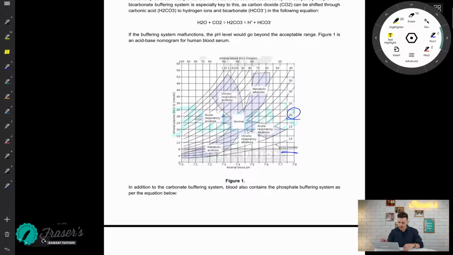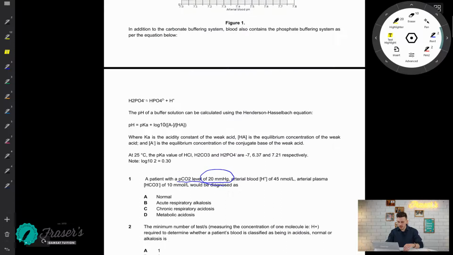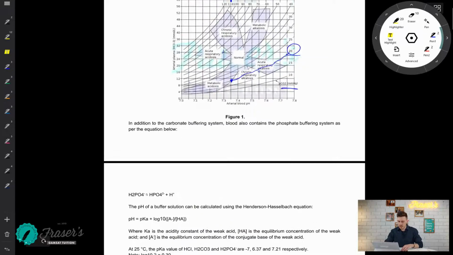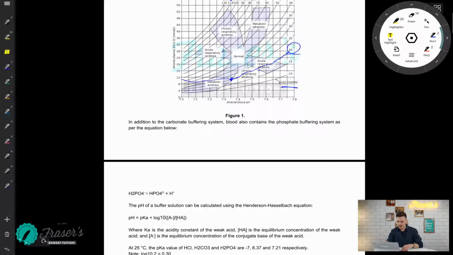Jumping up, where are we? Over here, and looking at 45, we're on this axis over here. So just quickly joining those up, coming down along here, and then working out that 45, we're at this point. Just to confirm, I saw that there was a third measurement, the arterial plasma HCO3 minus, and that is 10 millimole per litre. Making sure that's the case, we are roughly at 10 millimole per litre.